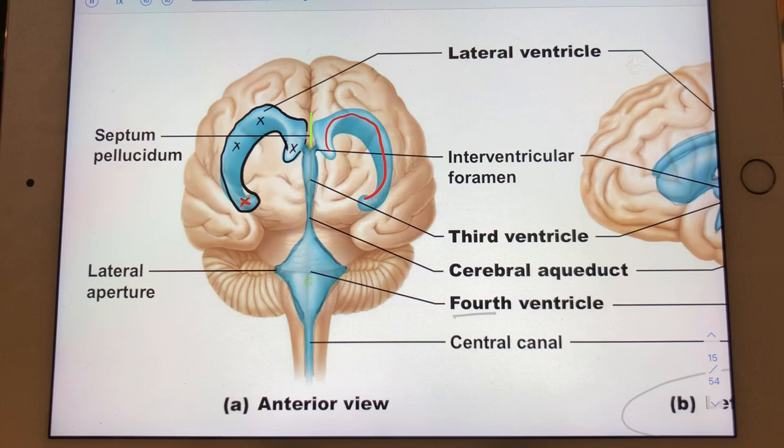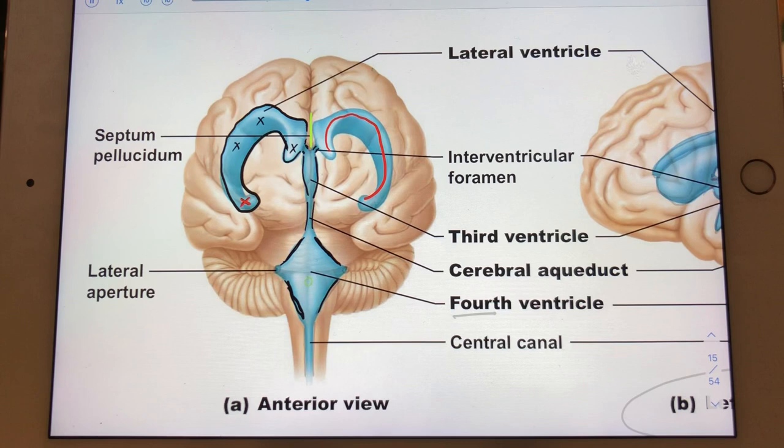And we'll be able to see that in a sagittal section of the brain. So we'll be able to point that out later. Super short, never going to be able to point it out in a sagittal section: the interventricular foramina. Here's our third ventricle. Here's our cerebral aqueduct. Here's our fourth ventricle. It kind of looks like a kite or a diamond with four sides.